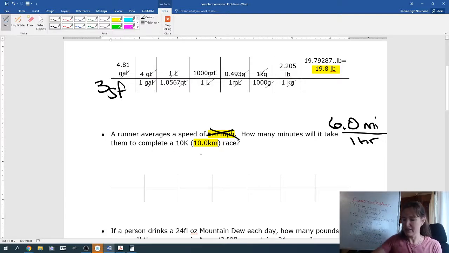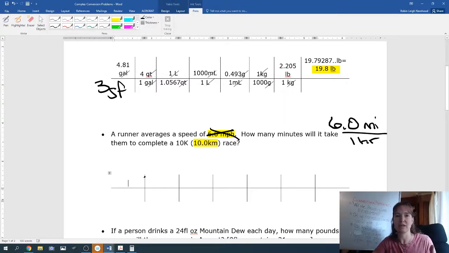The 10.0 kilometers is the race that this person's running, and you're trying to figure out how long it takes them to run this race. So that is the measurement that the problem is asking about. And so 10.0 kilometers is the distance. And so first thing, your first conversion factor needs to get rid of kilometers.